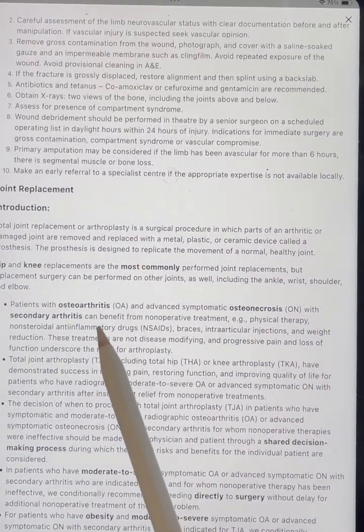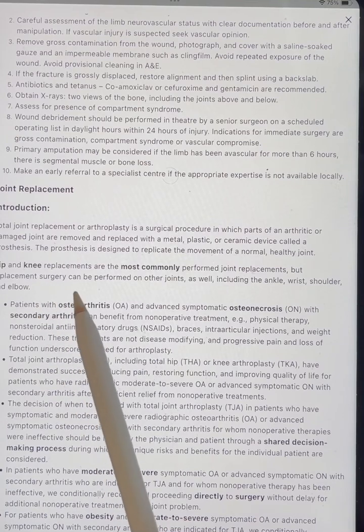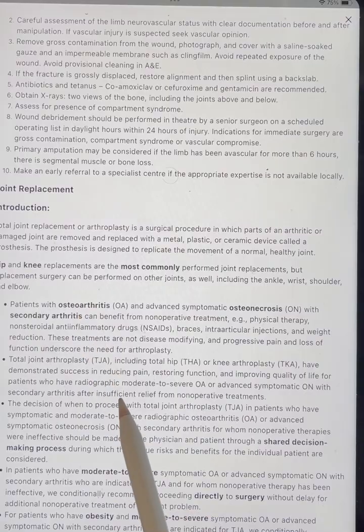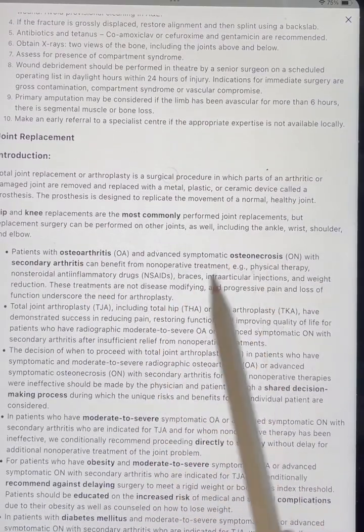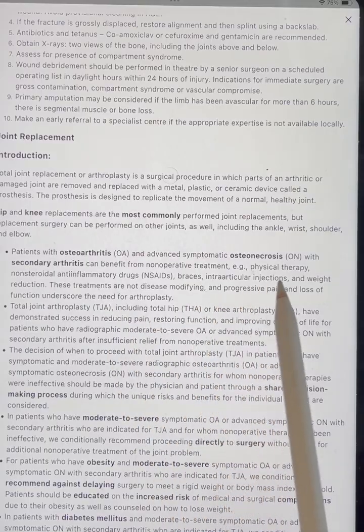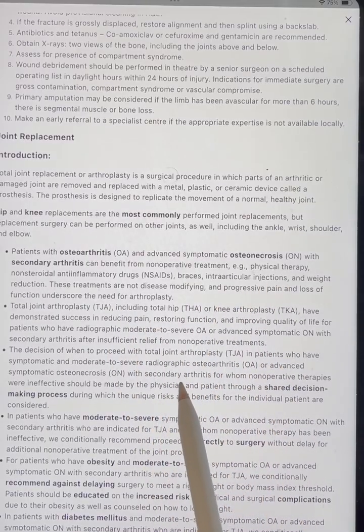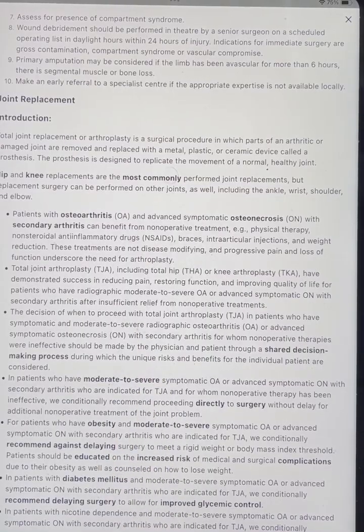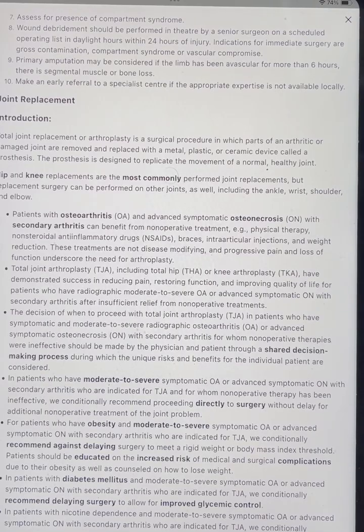So, joint replacement. Total joint replacement arthroplasty is a surgical procedure in which parts of the arthritic damaged joint are replaced. Hip and knee replacements are the most commonly performed joint replacements, but replacement surgery can be performed on other joints such as the ankle and wrist. Patients with osteoarthritis and advanced symptomatic osteonecrosis with secondary osteoarthritis benefit from non-operative treatment, physiotherapy, and intra-articular injections. Total hip arthroplasty, like knee arthroplasty, has demonstrated success in reducing pain in osteoarthritis.